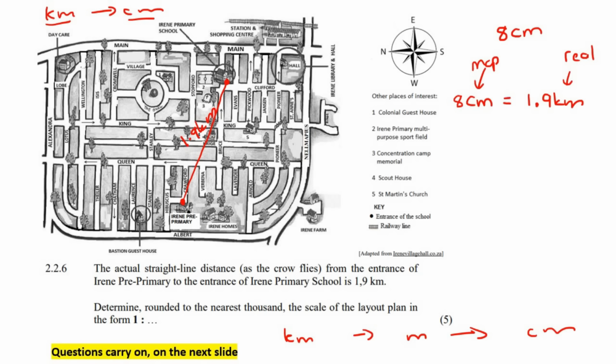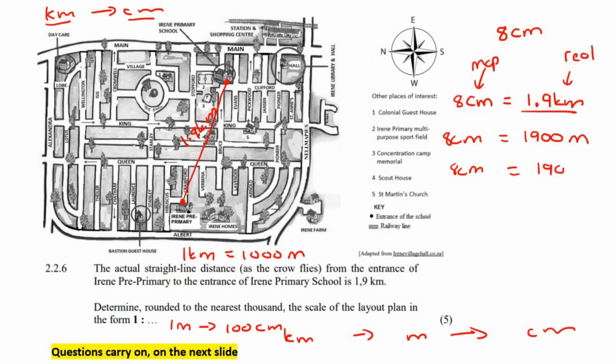We should know that 1 kilometer is the same as 1,000 meters. So let's quickly change this to meters. That means that 8 centimeters is going to be the same as 1,900 meters. Then we should also know that in 1 meter, there are 100 centimeters. So we're going to multiply this by 100 now. That means that 8 centimeters is the same as 190,000 centimeters.